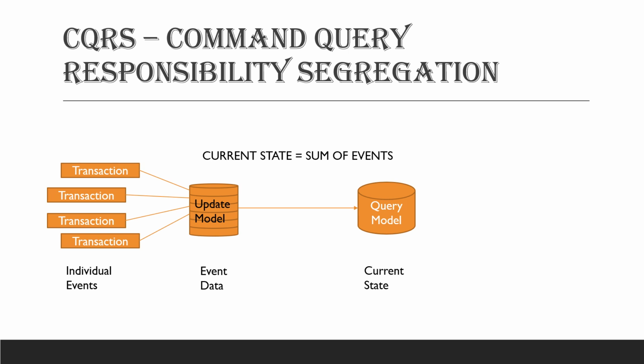So each individual transaction is an event. They come in and they update one model. Each of them creates their own line item in this updated model. So now we have a history of each transaction that occurred throughout the store. Then the query model takes and summarizes those up so that you have a current state, which is the summary of all of the individual transactions.